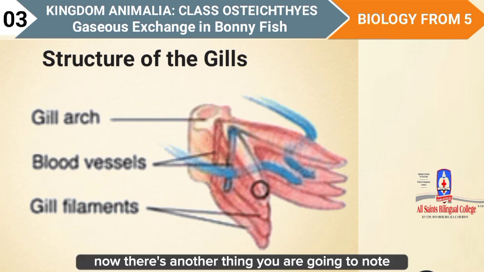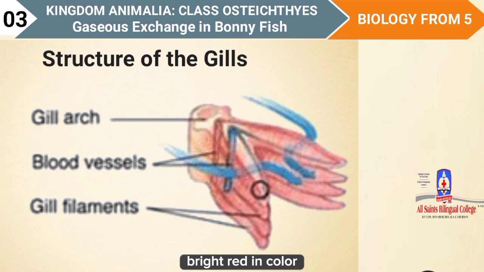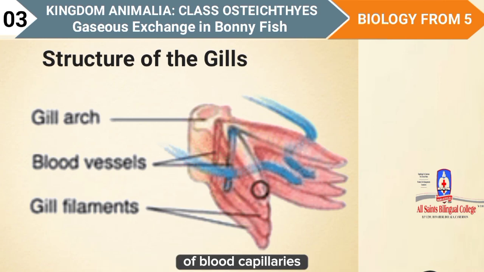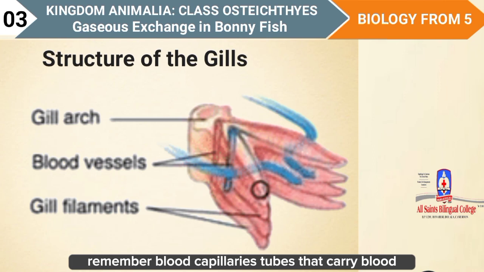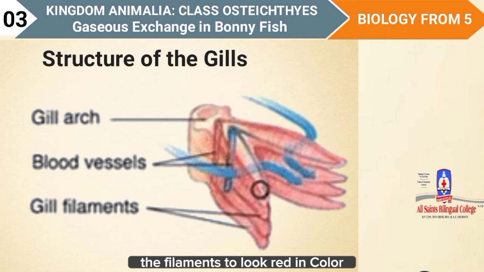There's another thing you are going to note. You discover that this gill filament is bright red in color. The reason for that bright red color is the presence of blood vessels or blood capillaries passing through the gill filament. Remember, blood capillaries are tubes that carry blood. So the presence of those tubes carrying blood makes the filaments look red in color.